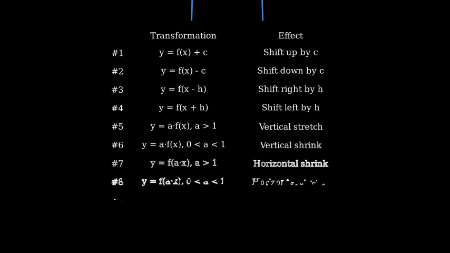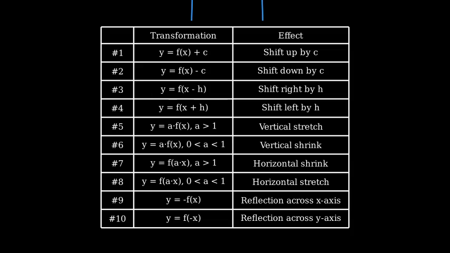Let's summarize what we've learned. 1. Vertical translations. y equals f of x plus c shifts up by c, while y equals f of x minus c shifts down by c. 2. Horizontal translations. y equals f of (x minus h) shifts right by h, while y equals f of (x plus h) shifts left by h.